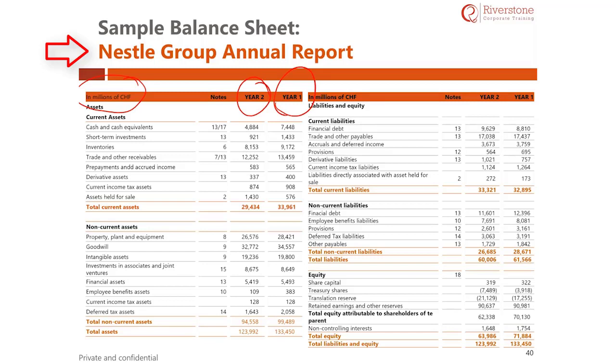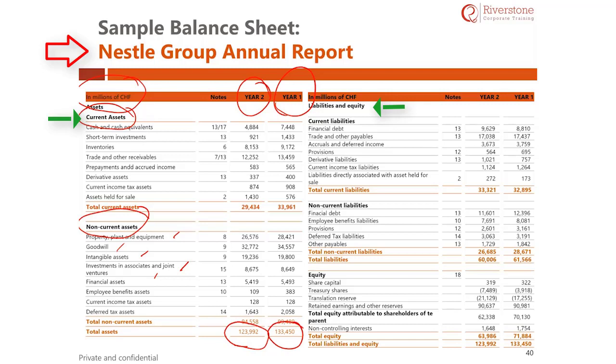On the asset side, the current assets have been given, which are this part. The current assets are cash equivalent, short-term investments, inventory, trade receivables, prepayments, derivative assets, current income tax assets, and assets for sale. These are the total current assets, which we have already discussed. These are the non-current assets, which include plant and machinery, goodwill, that is, intangibles, investments and JVs, and financial assets. Basically, the total of non-current assets and current assets is the total assets, which are given here.